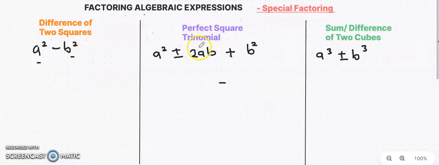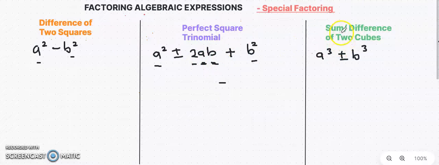Next is a perfect square trinomial. We know a perfect square trinomial because the first term is a perfect square, the last term is a perfect square, and the middle term is 2 times the product of the square roots of the first and the last term. So the square root of a squared is a, and the square root of b squared is b. So 2 times the product of their square roots is the middle term.